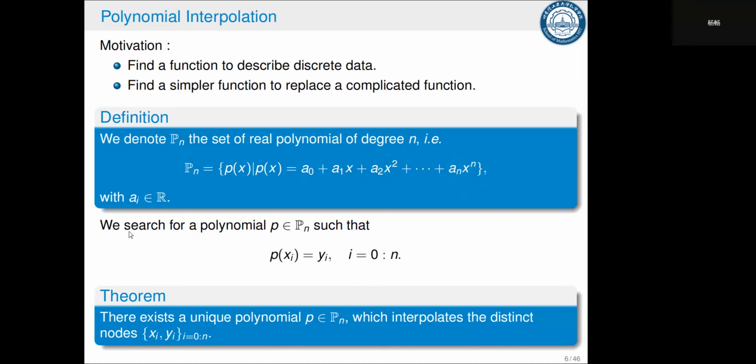If you want to define a polynomial interpolation function, then it should verify such a property: p of xi is equal to yi, for i from 0 to n. Later we will call this the interpolation condition.